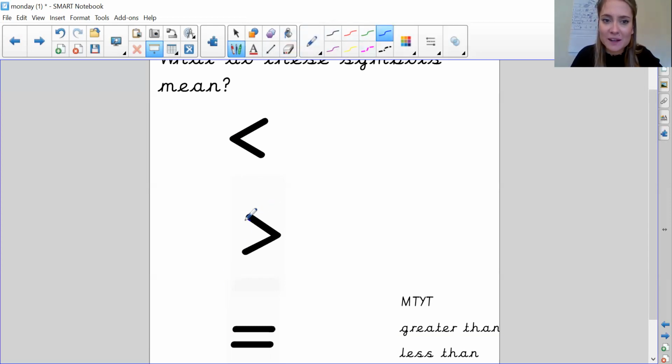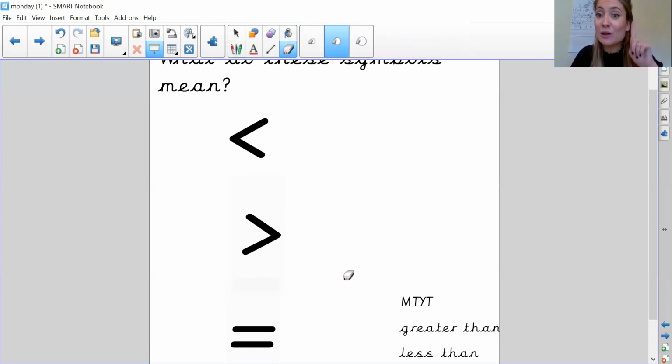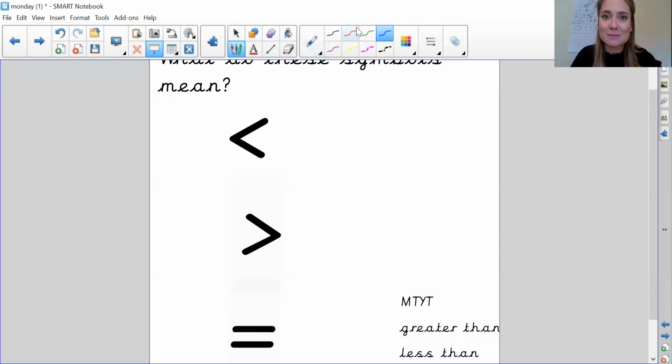If I was looking at this one, I could fit 4 in here, 1, 2, 3, 4, but only 1 in here. So I know that means 4 is greater than 1 because there's more of them. So have a careful look when you're looking at your symbols. And this one at the bottom means the same as, because I can fit 2 in here, and I can also fit 2 in here.